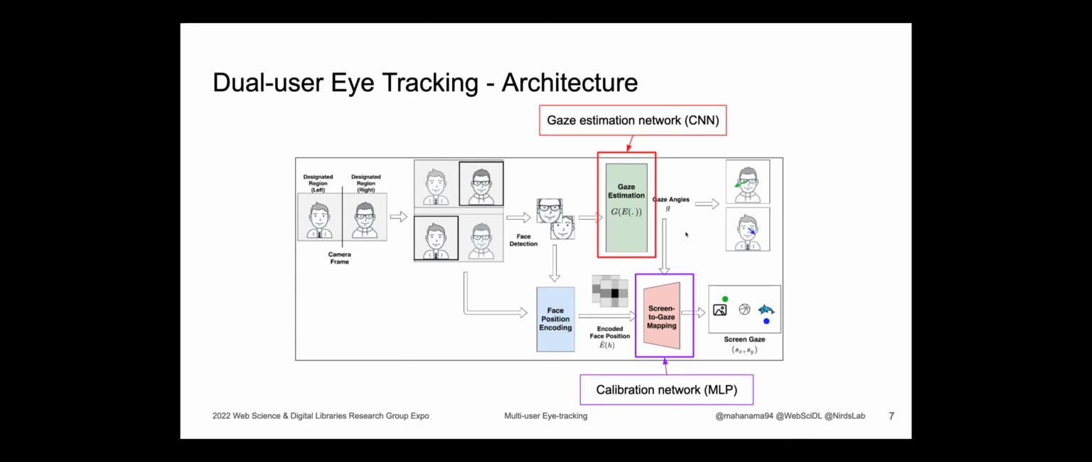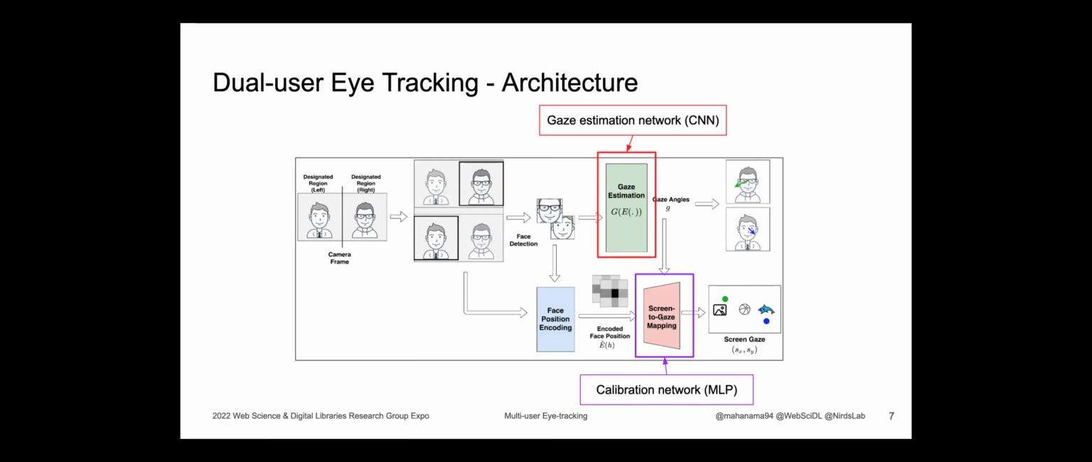But these gaze angles alone don't provide any useful information, because we don't know where the person is actually looking. They might be looking up or down, but we don't know whether the person is looking at the screen or elsewhere. In order to convert the gaze angles, the pitch and yaw, into meaningful information, we mapped them to the screen using a simple multi-layer perceptron network, a simple regression type of network.